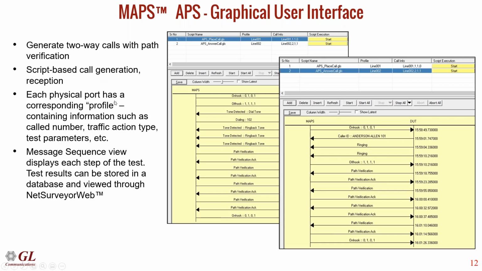So each physical port has a corresponding profile. We'll show you what the profile looks like on the next slide. But you can configure a lot of different things, like the calling number, called number, traffic action type, test parameters, and so on. And then the message sequence view is what you see here with these ladder diagrams, where you see each step of the test.